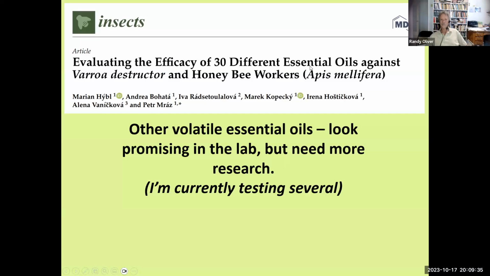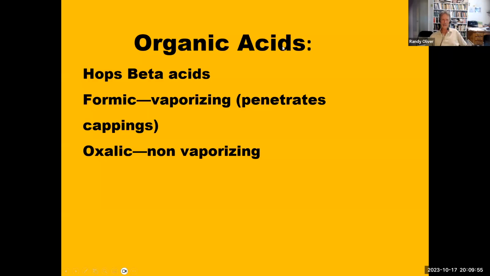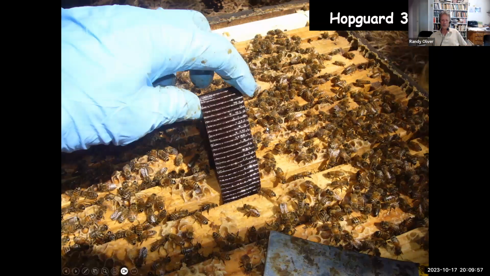So there are other essential oils. I've studied these deeply, looking at what's called the selectivity ratio. That means how many times more toxic they are to the mite than they are to the bee. And the very best ones are maybe 5 times. So you have a relatively small margin of safety. So we are testing these and we'll continue. Now your organic acids, you can look through those here.